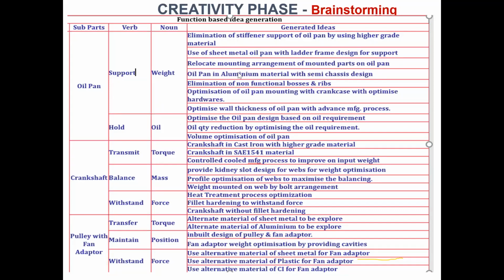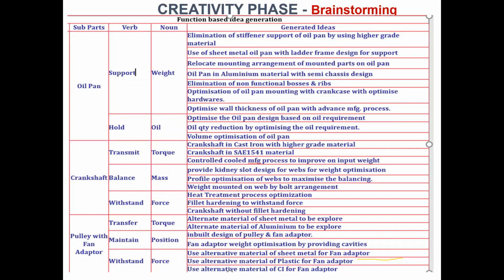I will take some other examples, like to eliminate some non-functional ribs and bosses. But when you eliminate the bosses and ribs, sometimes the failure can happen because of vibration. So you need to do some testing, some computer validation also, then go for physical validation. Again, you can also reduce the wall thickness of the oil pan by going for an advanced manufacturing process. And by holding oil, you can reduce the volume from 16 to 30% of the 16.